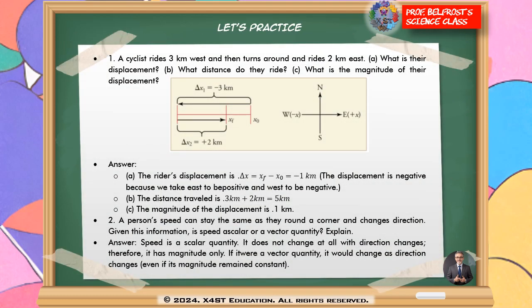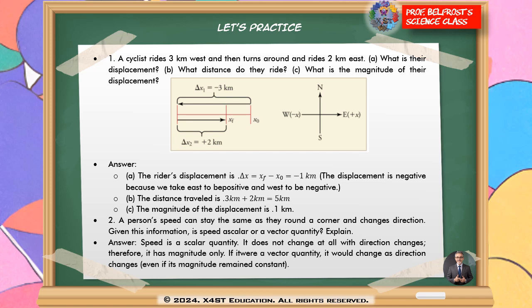Okay, done. So now let's move to the practice section. Only two questions for today, since this is just an introduction to kinematics. The first one is just a concept review, to check if you understand or not. A cyclist rides 3 kilometers west and then turns around and rides 2 kilometers east. First, what is the displacement? Second, what distance did they ride? Third, what is the magnitude of the displacement?